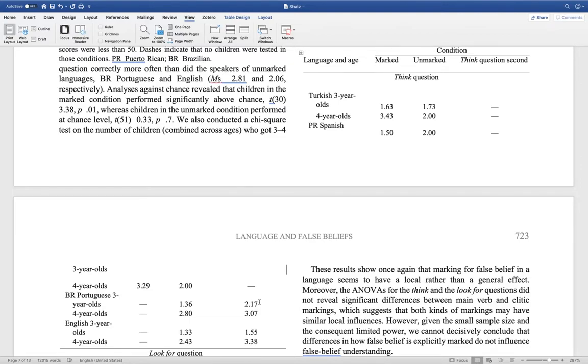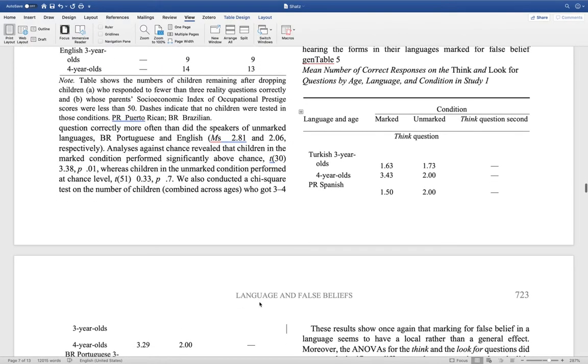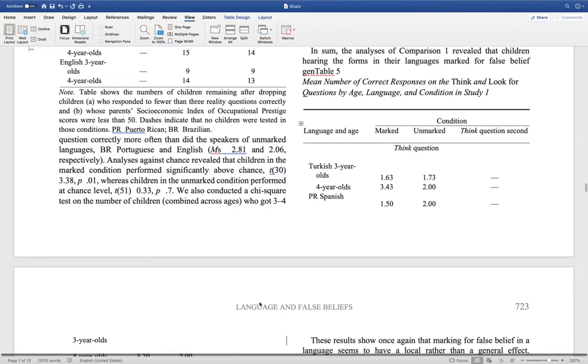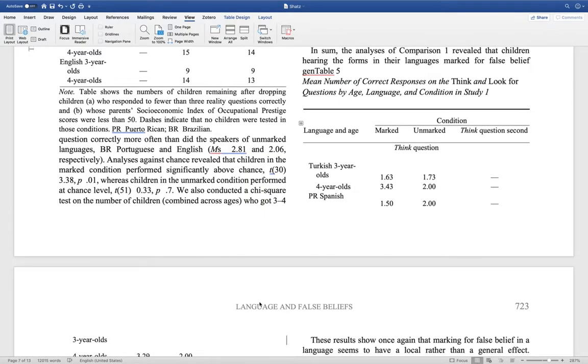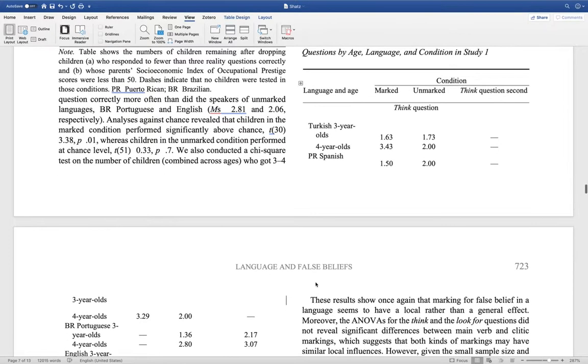and English. So in Puerto Rican Spanish, you're looking at your 3-year-olds again. And you can see that there is an advantage in the unmarked condition. I literally am just confused right now, so I made sure I was reading it correctly, and I am correct. Number of correct responses on the think and look for questions by age, language, and condition in study. So in the think questions, right, we're seeing not really, unmarked condition, Puerto Rican Spanish is doing better in the unmarked condition, so that's going against all hypotheses that have been laid out here.